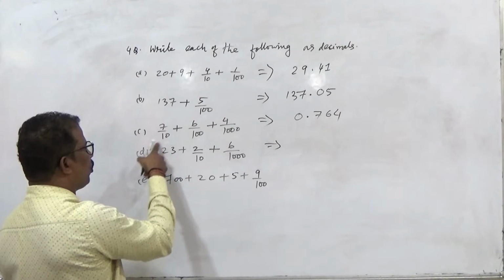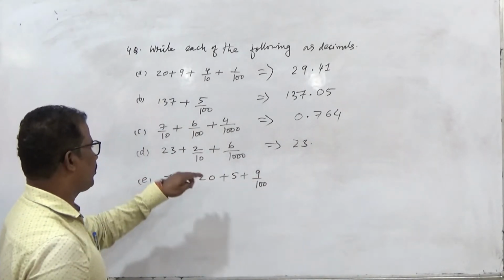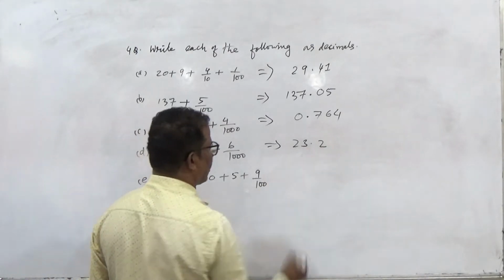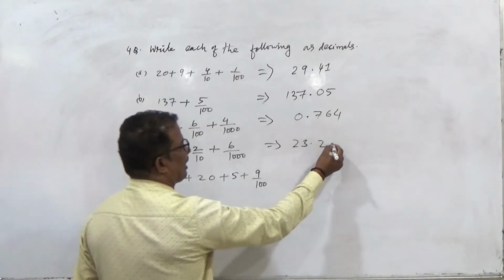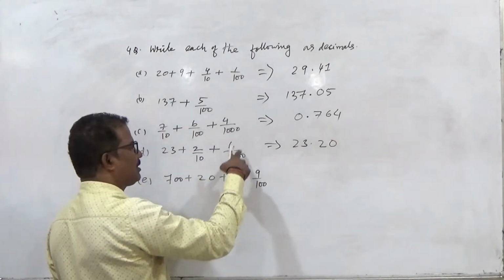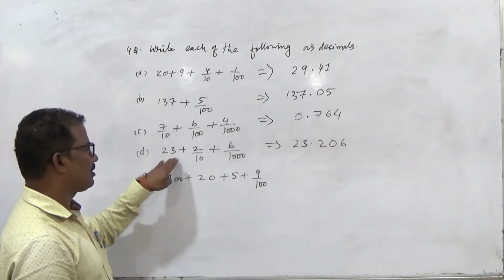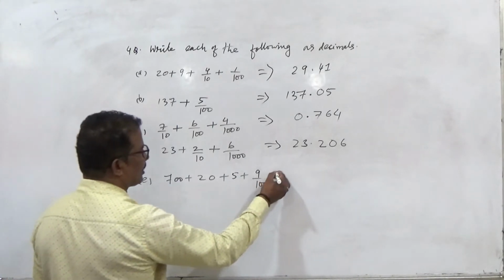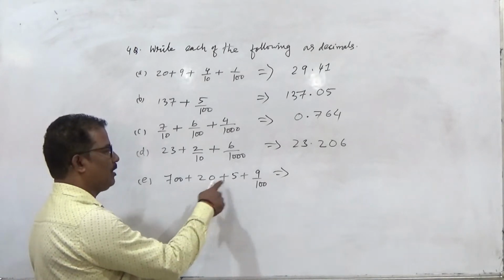Now in the next question, D, 23 plus 2 by 10 plus 6 by 1000. In the whole part, 23, so we write 23. Then in the decimal part, first place tenths, 2 is there, so we write 2. Then hundredths, nothing is there, so for the hundredths place we write 0. Then in the thousandths place it is 6, so we write 6. The decimal representation for this number is 23.206.